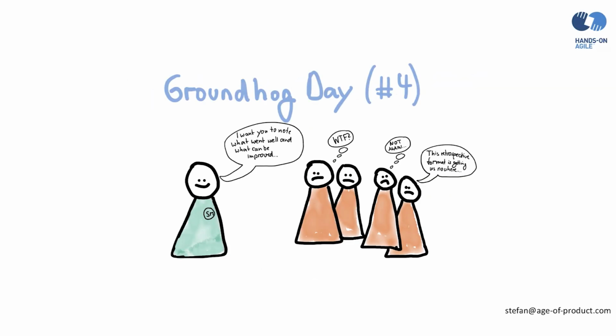Number 4, Groundhog Day. The retrospective never changes in composition, venue, or length. In this case, the team will likely revisit the same issues over and over again. It's Groundhog Day without the happy ending, though, an empty ritual.